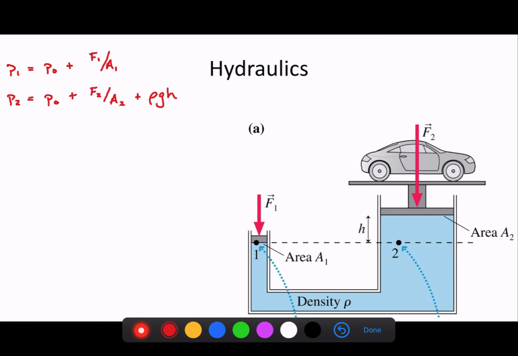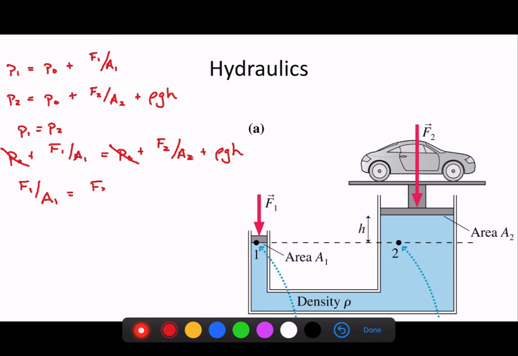Since point 1 and point 2 are along a horizontal line, those pressures need to be equal. So if we set those equal, we can go through and derive the amount of force, F1, needed to keep this system in equilibrium. Notice that the atmospheric pressures cancel because the atmosphere is pushing down on both pistons equally. To determine that force F1, we multiply through by our area A1.